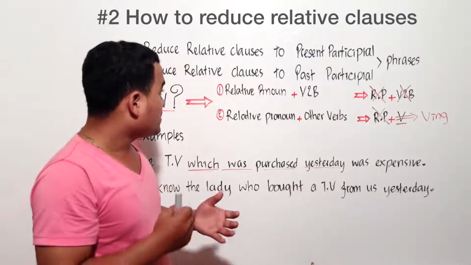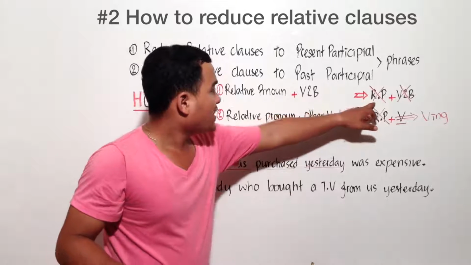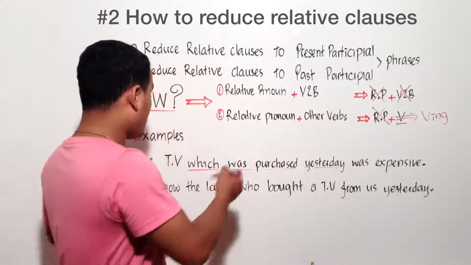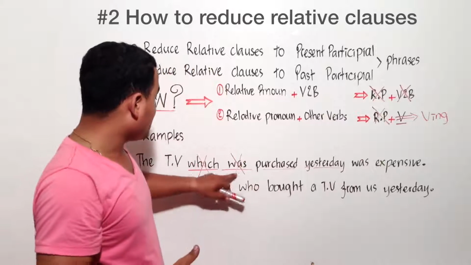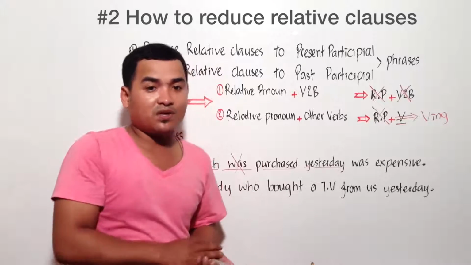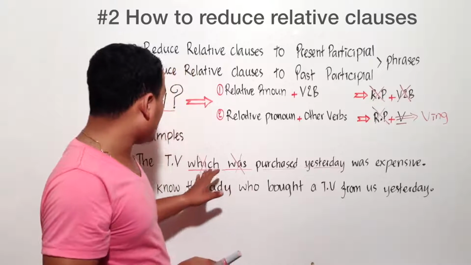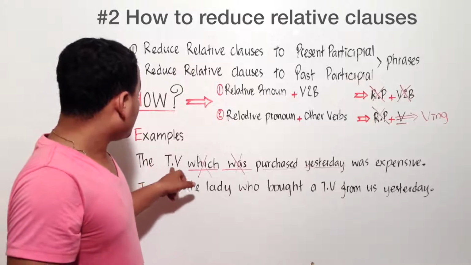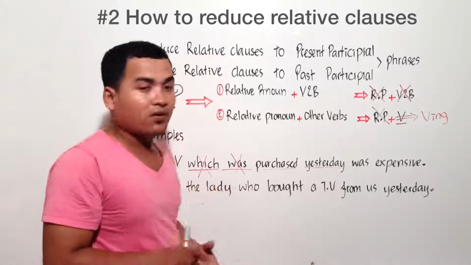So in order to reduce this kind of relative clause, you have to see the basic rule. You have to remove both the verb to be and the relative pronoun. So you can remove which and was. And no need to think about whether you have to swap the position of the phrases or whatever. Just care about the relative pronoun and the verb to be. So the remaining sentence is: the TV purchased yesterday was expensive. All right, so that is correct.